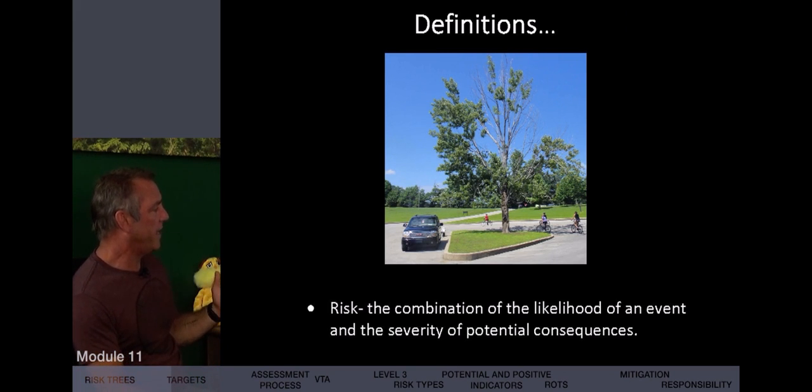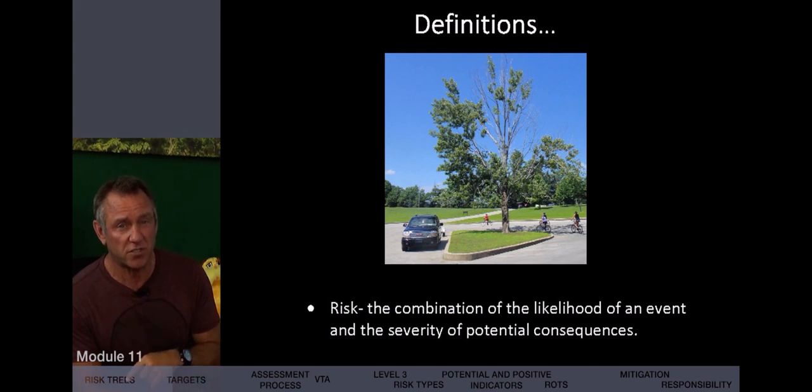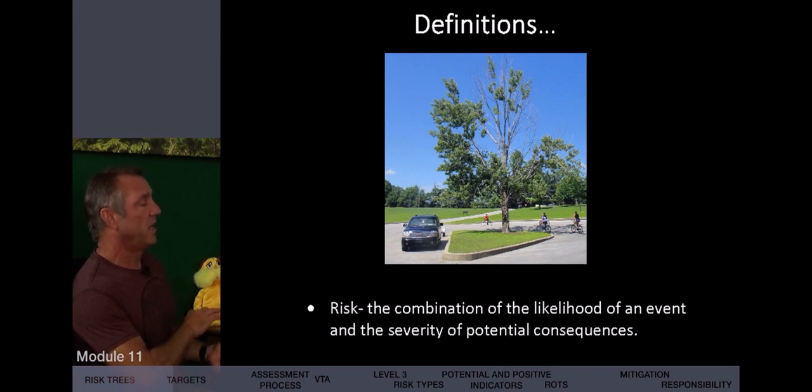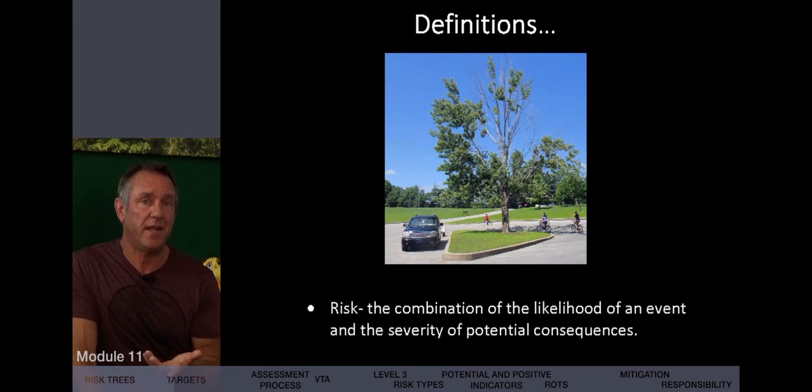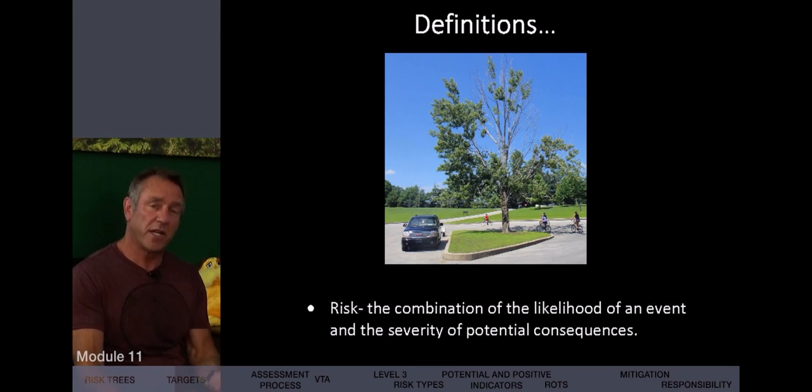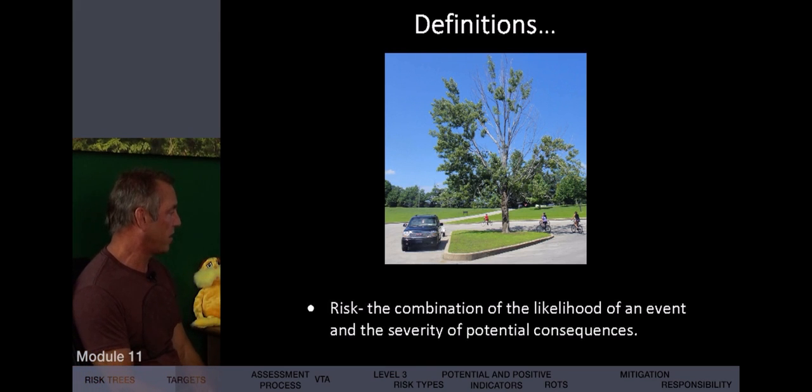Risk is a combination of the likelihood of an event and the severity of the potential consequences. So remember I said, when it comes down to it, it's really about what's the chance of that happening and how bad is it going to be. So that's really what risk management is all about.